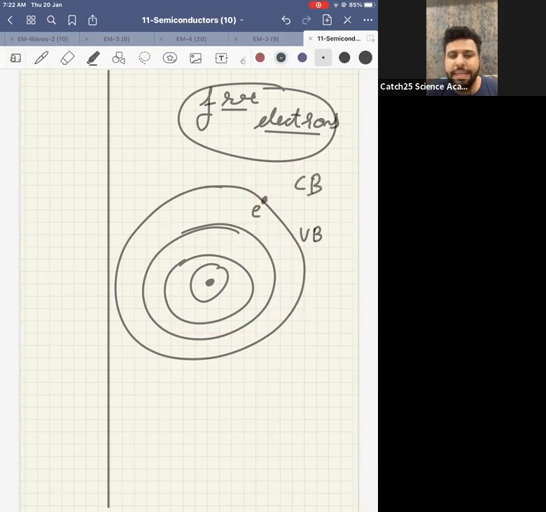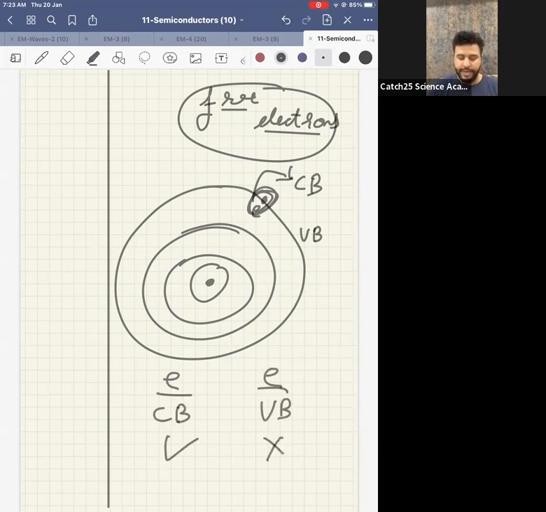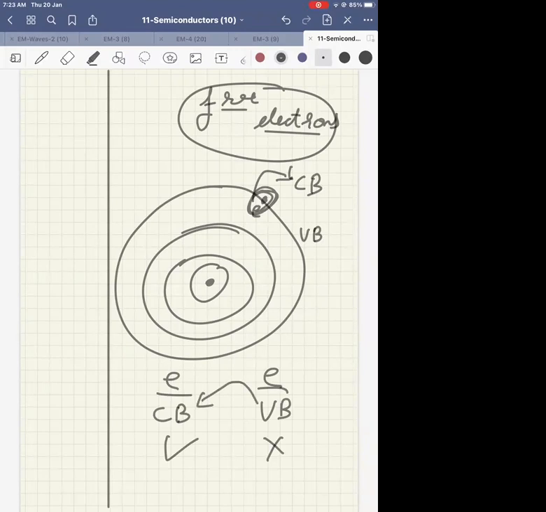Therefore, I will ask you, when is an electron free, or how do I make an electron free? You will tell me, I can make an electron free if the electron can jump from valence band to conduction band. Therefore, an electron in the conduction band is free. An electron in the valence band is not free. And how do I make an electron free? If the electron can jump from valence band to conduction band, then it is free. Easy?